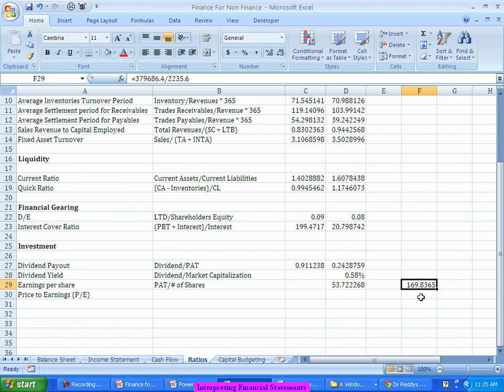Share price into number of shares equals market capitalization. You are finding the number of shares as market capitalization divided by the share price. This is the formula.